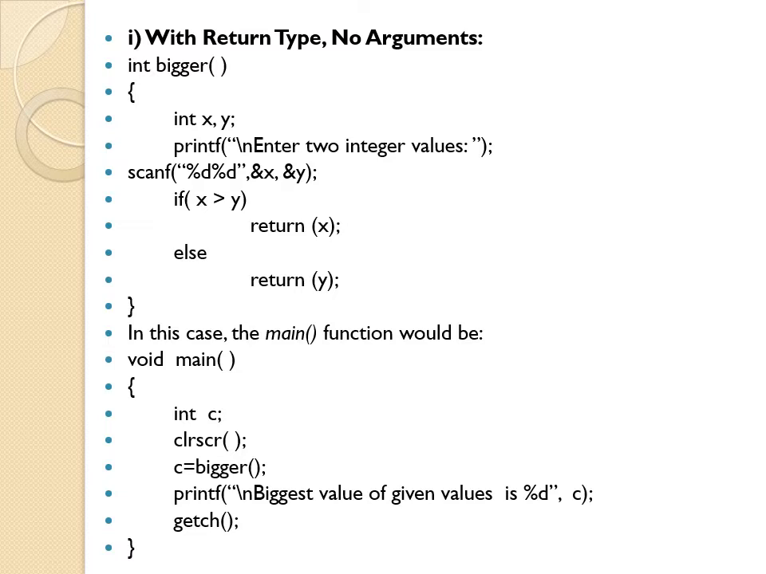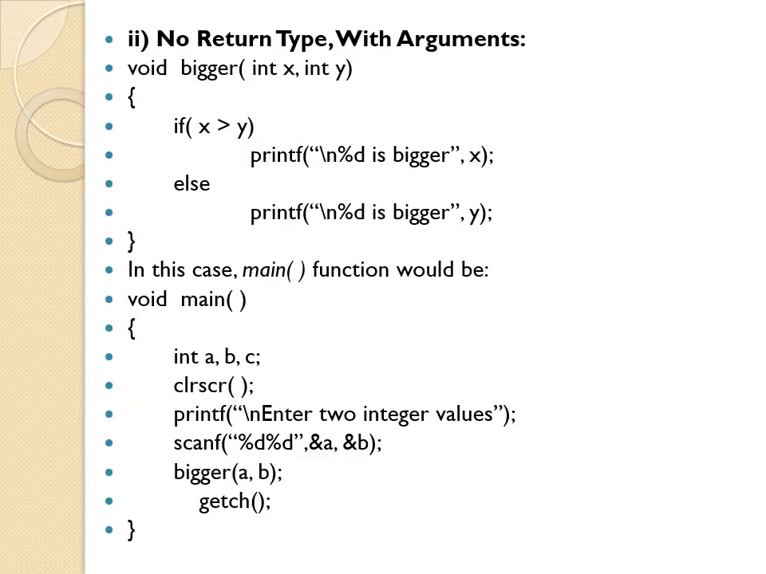Because this function is returning an integer value, in the calling main function we have written the statement c equal to bigger. When you write c equal to bigger, the meaning of it is that bigger is on the right side of the assignment operator, so it is about to return a value, and the return value is caught by the variable c, which will hold the bigger of the two values. Now this is displayed to the user.